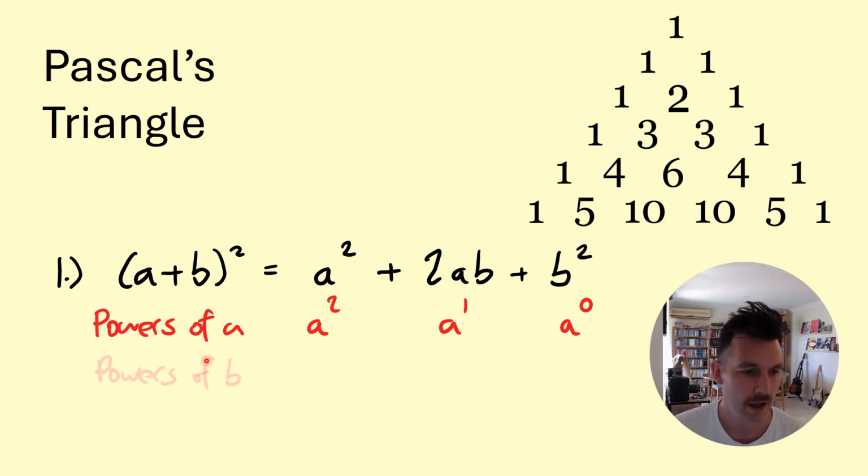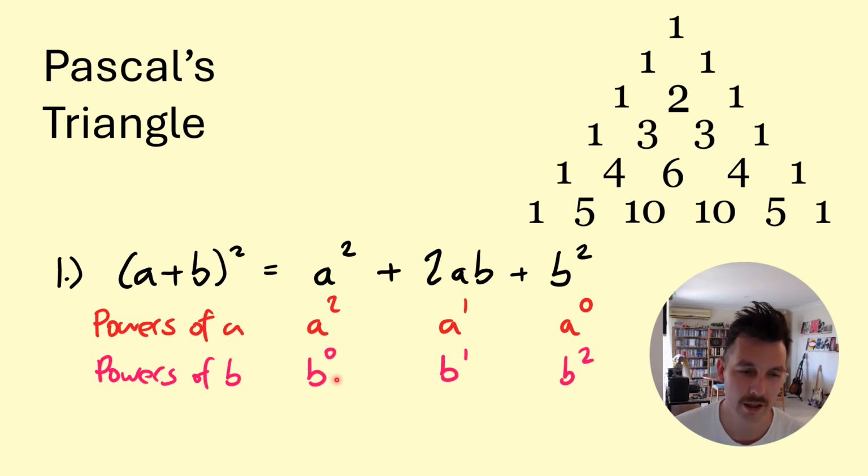Let's do the same for powers of b. They do the same thing, but kind of opposite. We start off with b squared, that 2 being the same as the 2 on our bracket. Then we drop it down to b to the power 1, then drop it down again to b to the power 0.